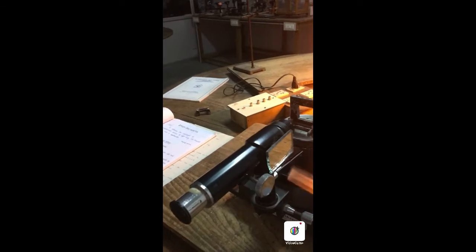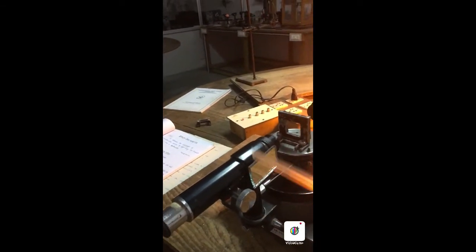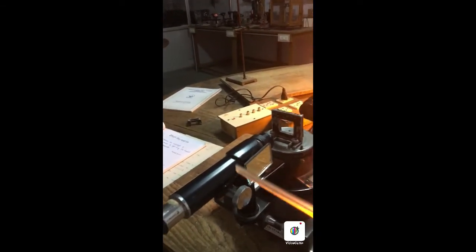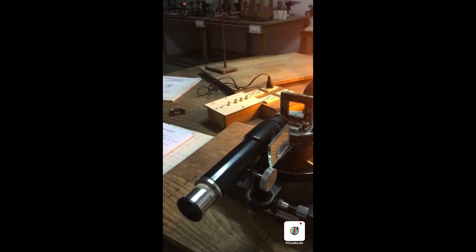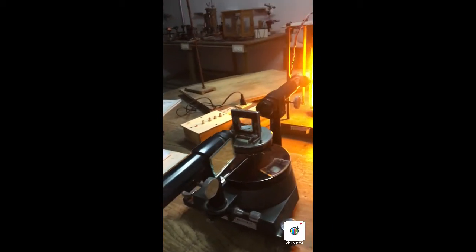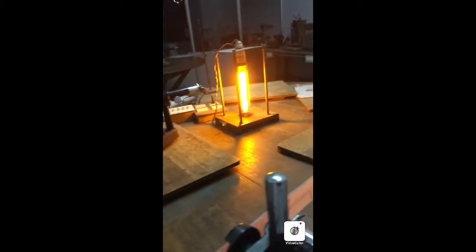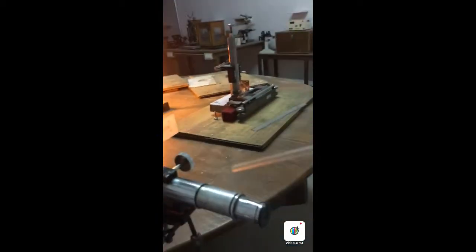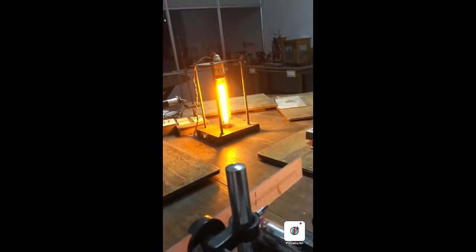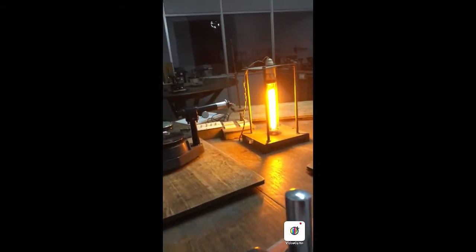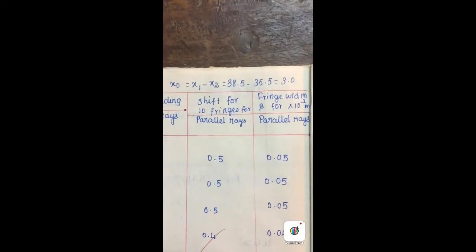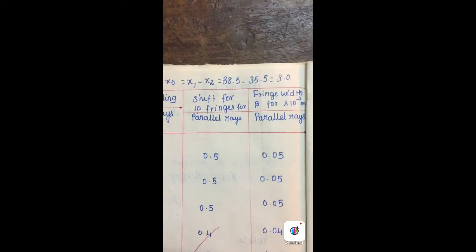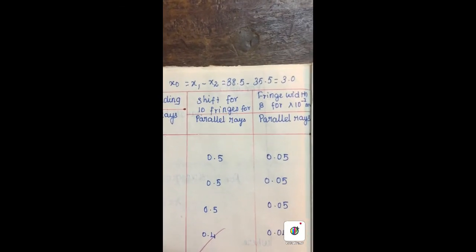Now the telescope is adjusted so that the crosswire is matching with the second slit image, and once again the same procedure is repeated. That is, the scale reading in this telescope is made to coincide with the crosswire, and that reading is taken as x2. So from the readings of x1 and x2, we can calculate the value of x0.